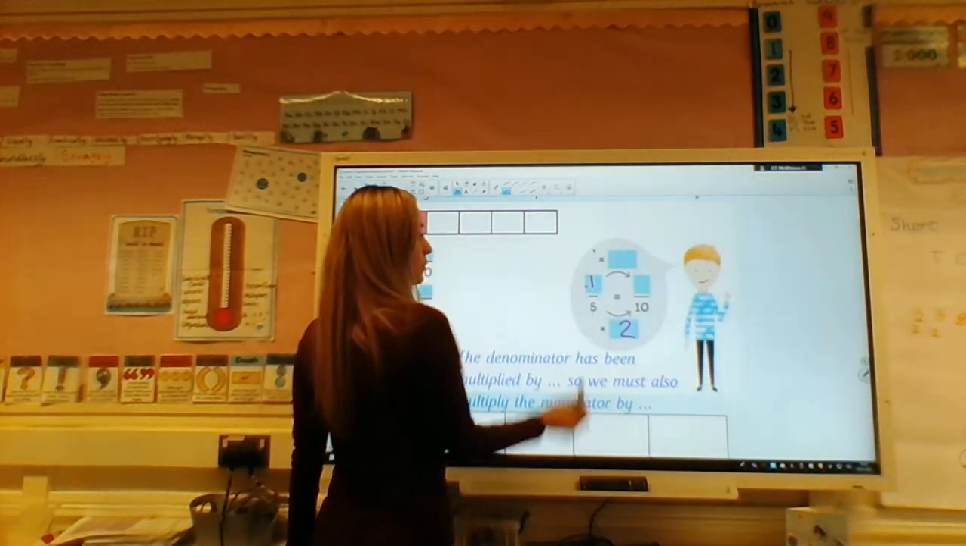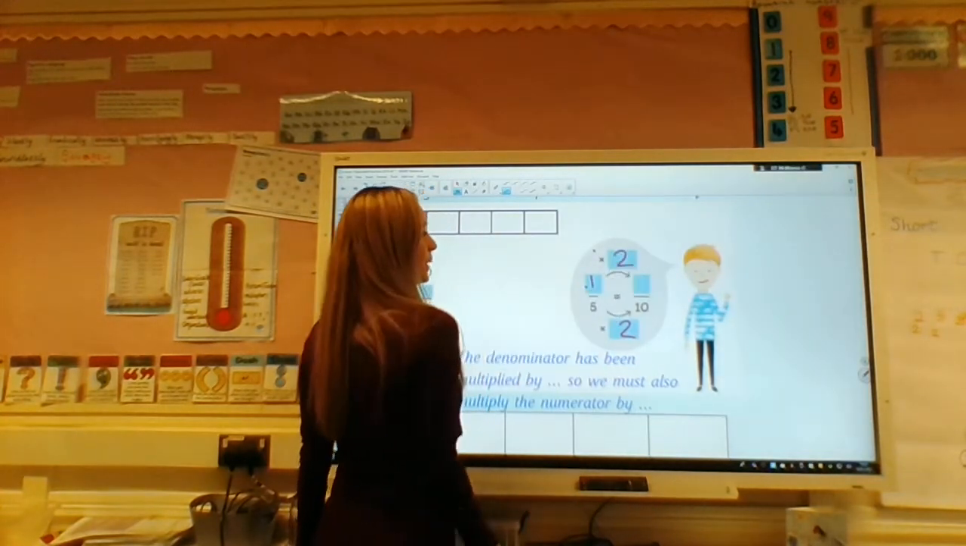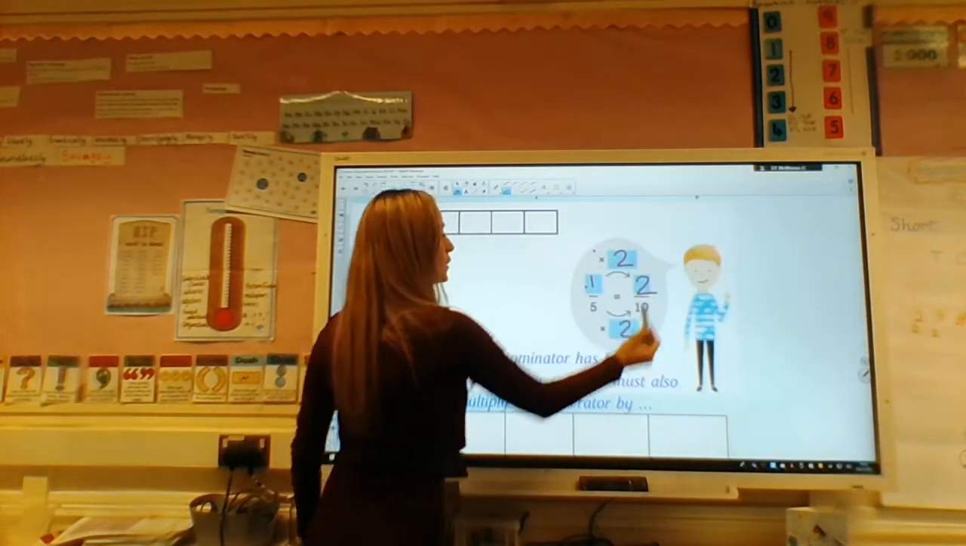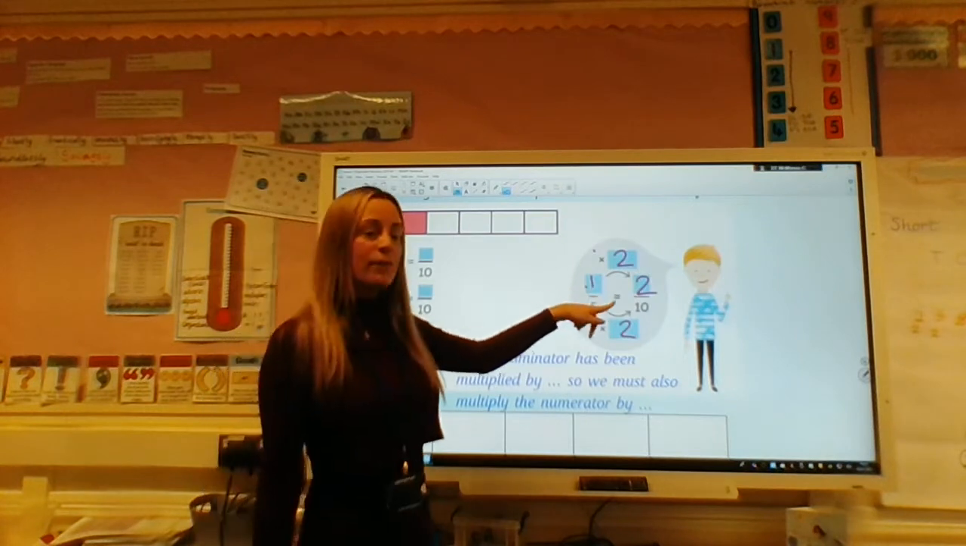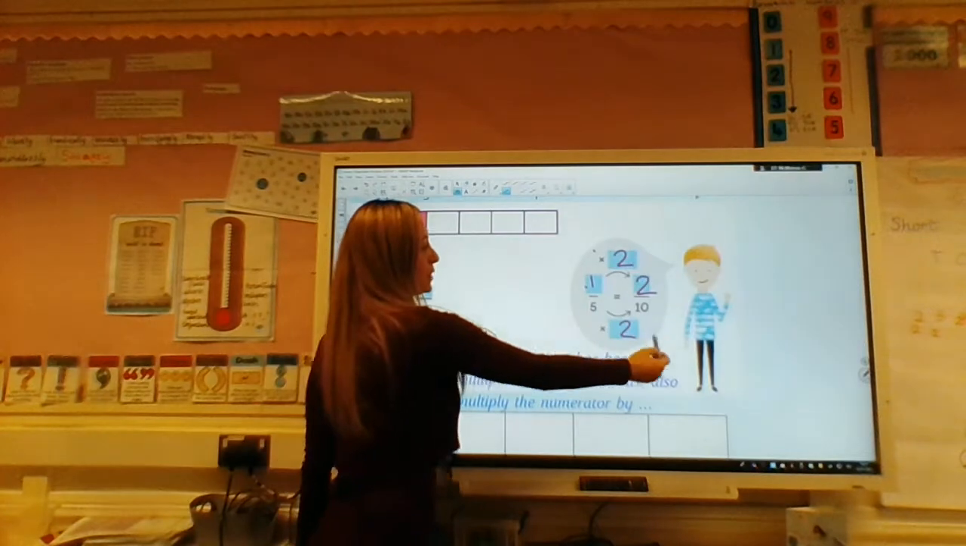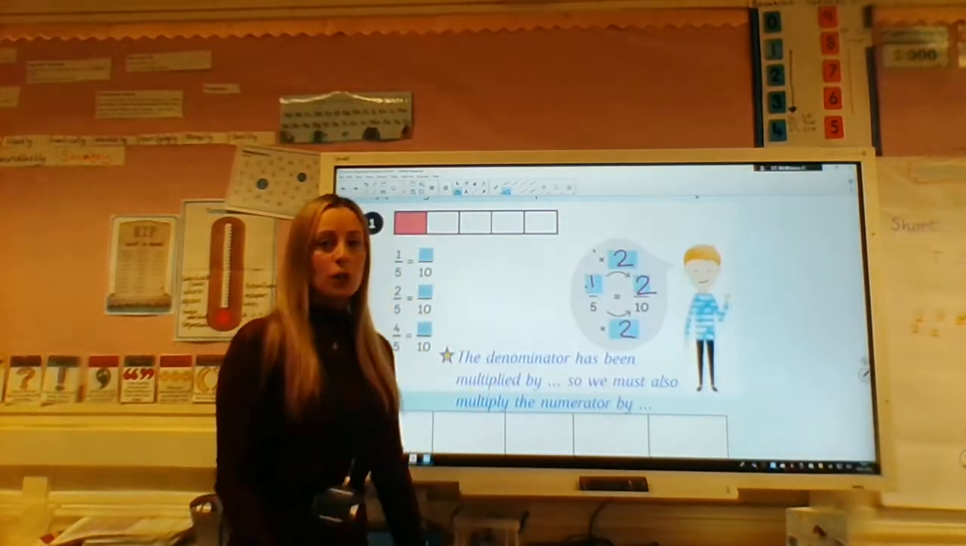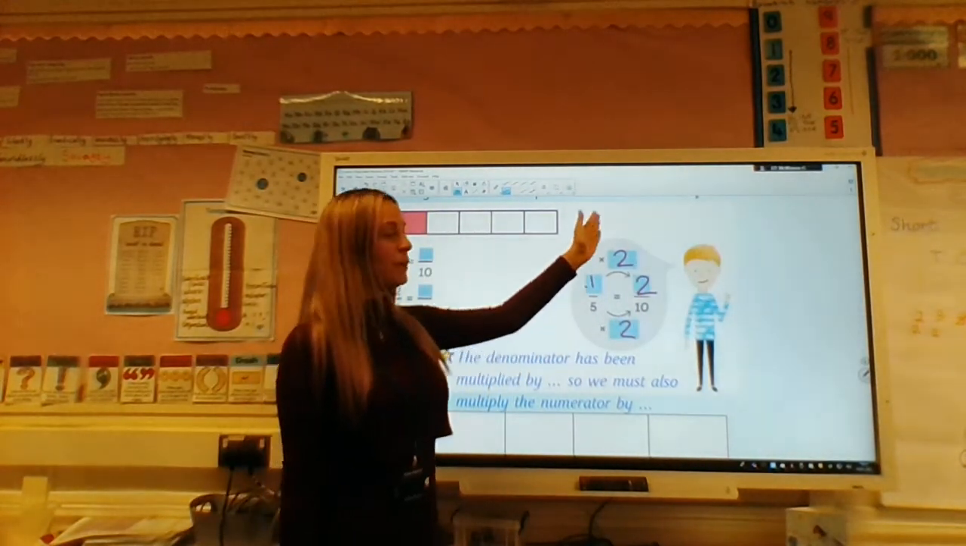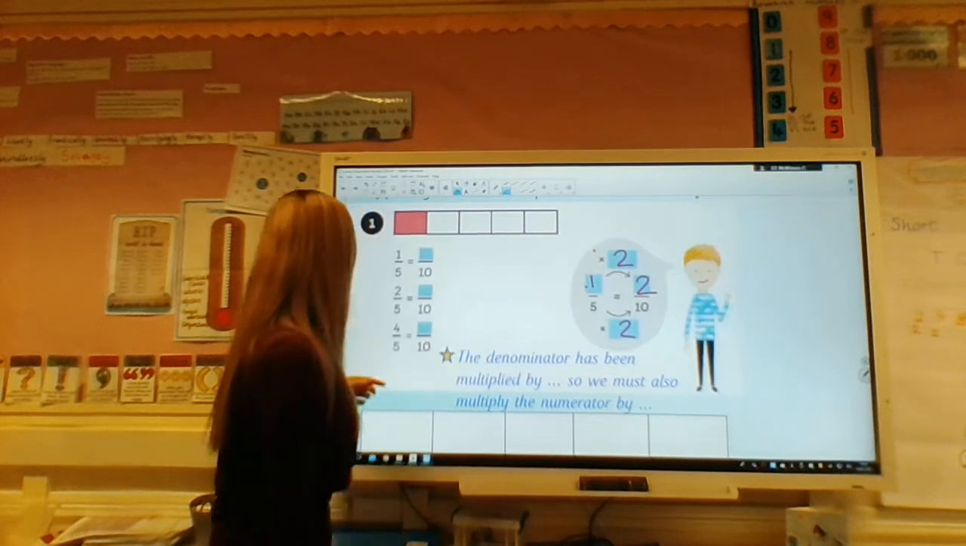So I know that this numerator is 1. If I multiply it by 2, then that will be 2. So 1/5 is equivalent to 2/10. Again, make sure whatever you multiply the bottom by, you multiply the top by. If you have to multiply the top first, then multiply the bottom afterwards.